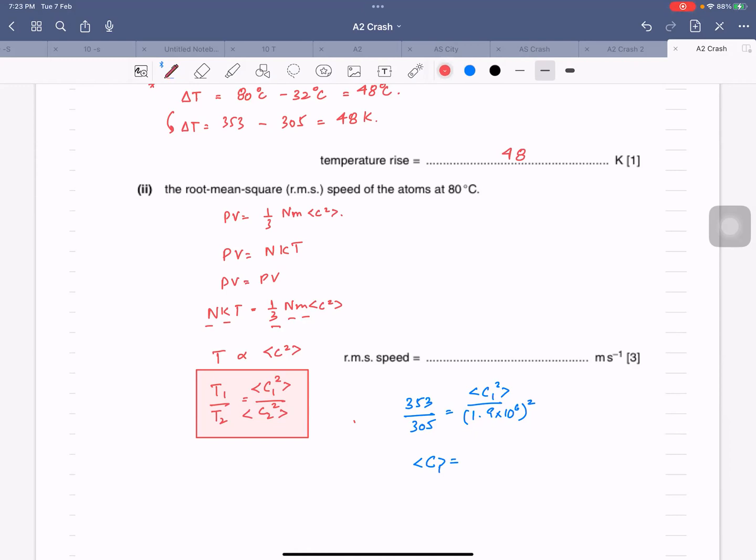This is just a small derivation where you can relate them together. 2.0 times 10 raised to the power 6 would be the answer. Is that clear, everyone?